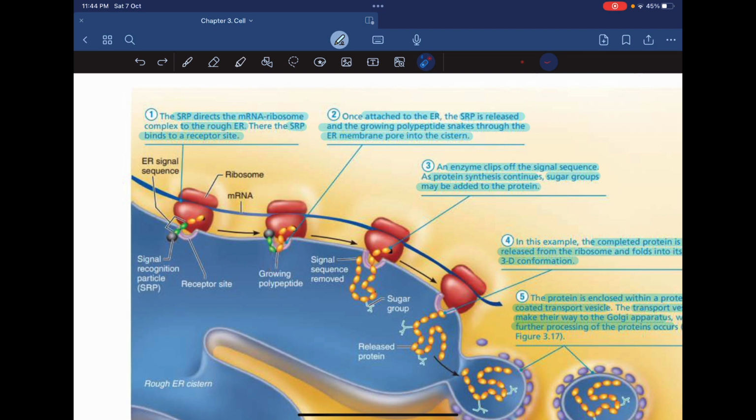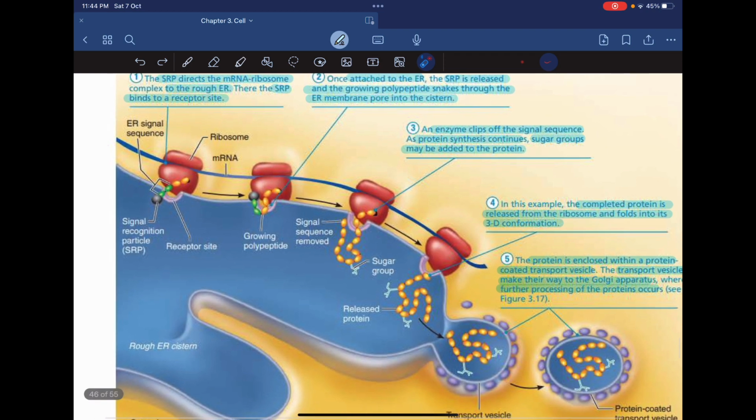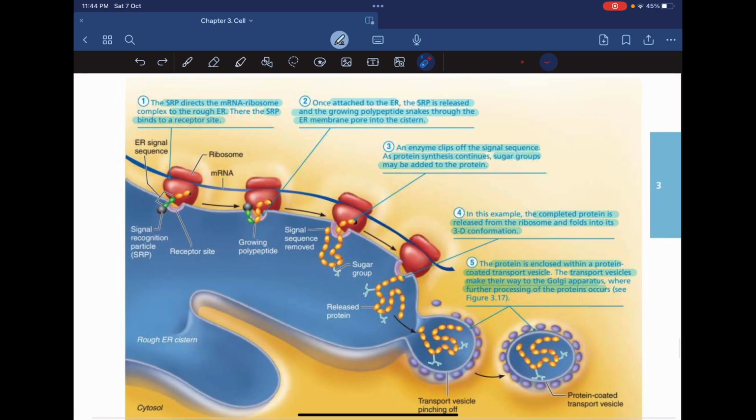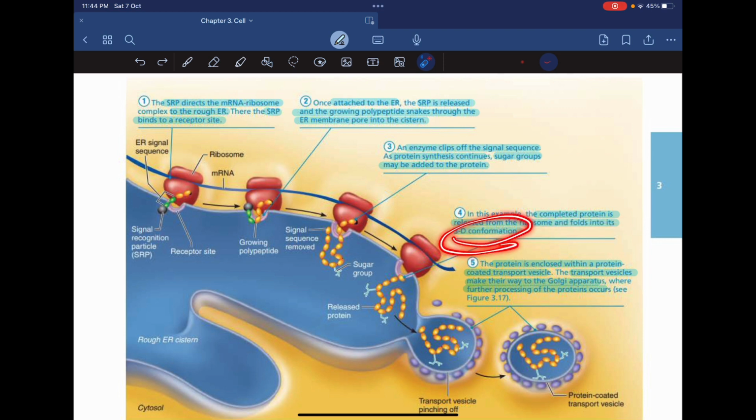It's released, and the growing polypeptide snakes through the ER membrane pores into the cisterns. These are the cisterns, all of these, okay? You all know this, I guess. An enzyme clips off the signal sequence as protein synthesis continues. Sugar groups may be added to the protein. This is the polypeptide chain, and these are the sugar groups. The complete protein is released from the ribosome and folds into its 3D conformation.